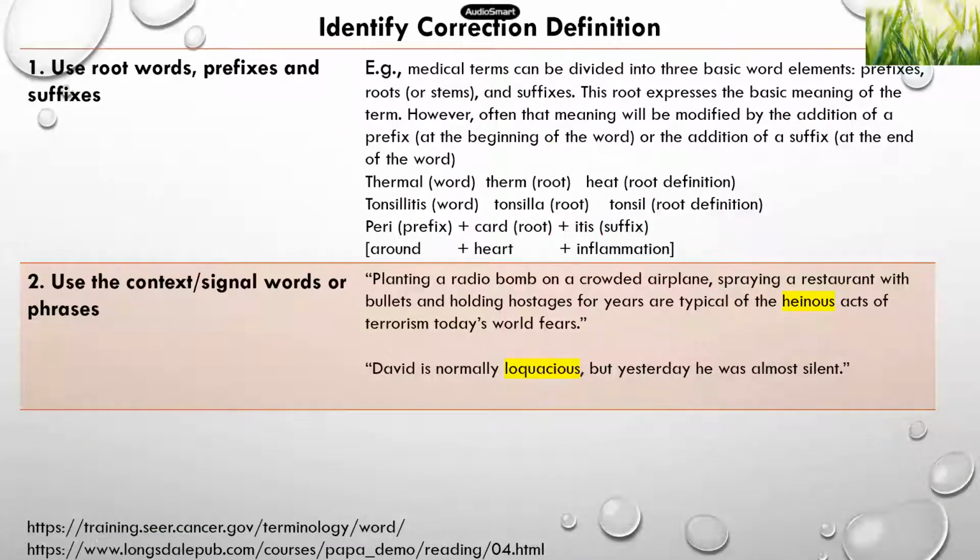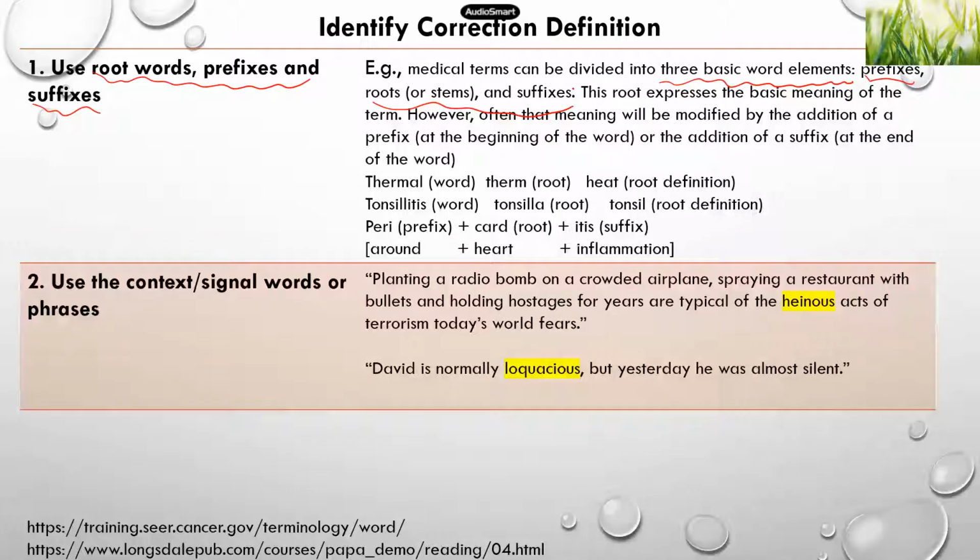All right, so here are some tips on how to identify the correct definition of a word. So first, you can use root words, prefixes, and suffixes. Now, if you have taken an anatomy and physiology class, you probably have learned that a lot of those medical terms can be divided into three basic word elements, right? Prefixes, roots, and then suffixes. And if you're familiar with those basic elements, then sometimes you can guess what a word means.